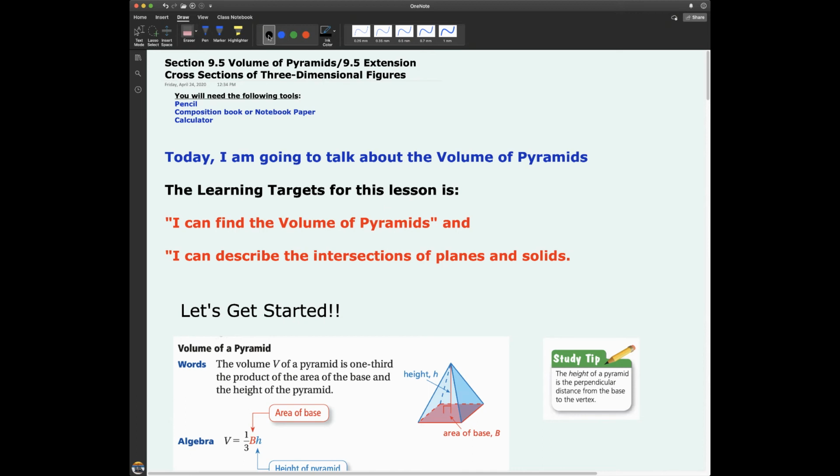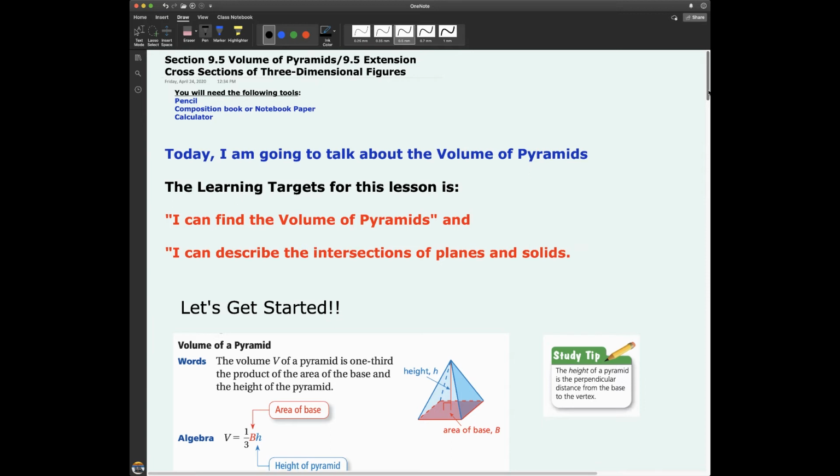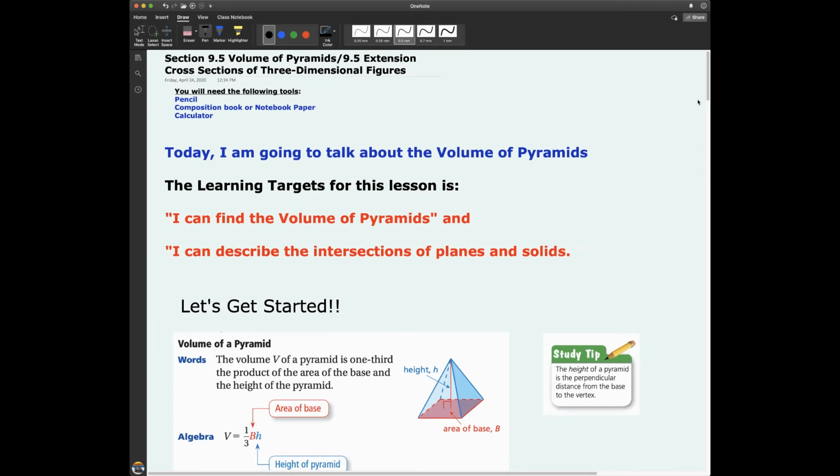Hey everybody, Mr. Odom here, and I am going to cover section 9.5, volume of pyramids, and section 9.5 extension, cross sections of three-dimensional figures. So the learning targets for these lessons are, by the time I'm done, hopefully you can say: I can find the volume of pyramids, and I can describe the intersection of planes and solids.